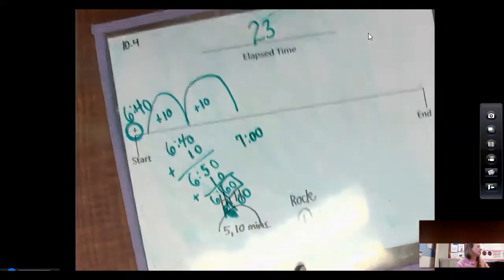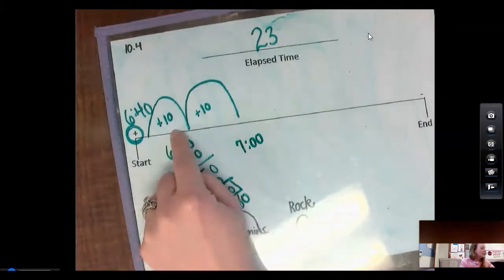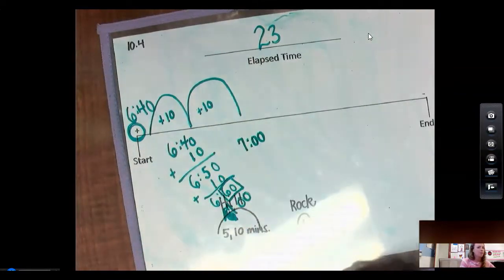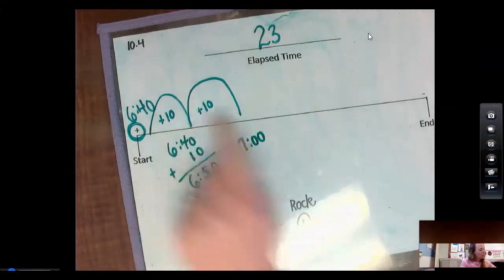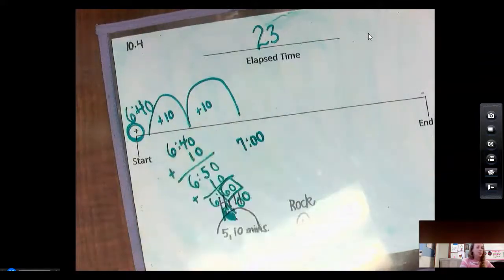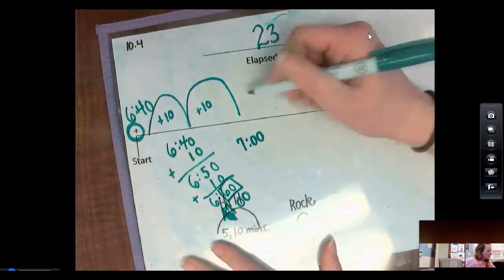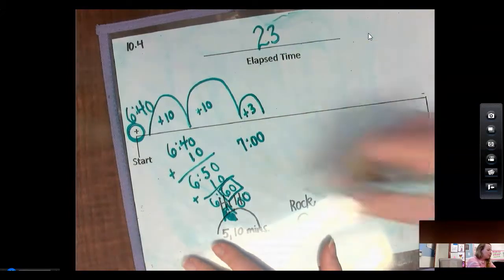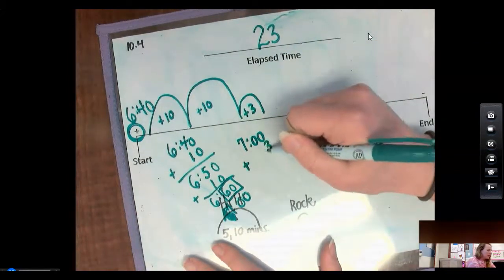Now let's see how much time we need to do. I did 10, 20, and I need to go 23 minutes. So am I finished yet? No, I'm not. So 10, 20, what would I need to do to get to 23 minutes if I'm at 20 minutes at this time? If you said to do a rock of 3, you're exactly right. So I am going to add 3 minutes to this time.